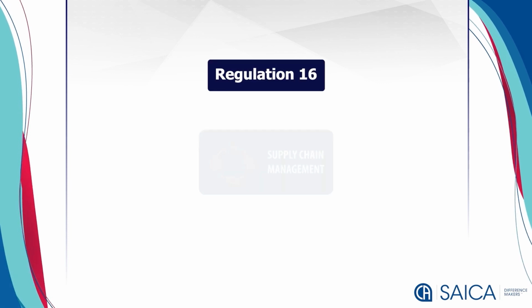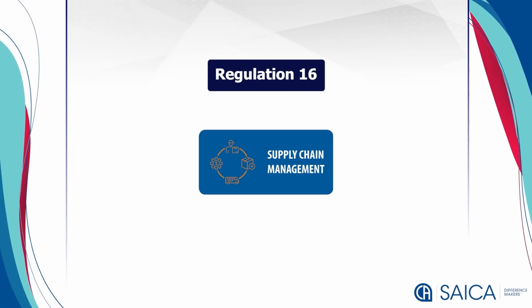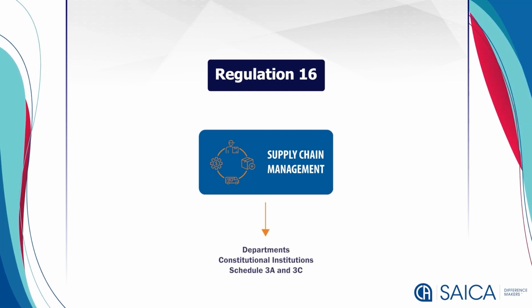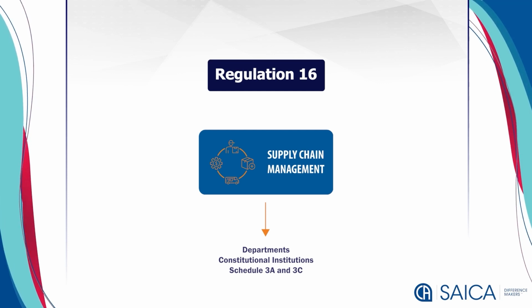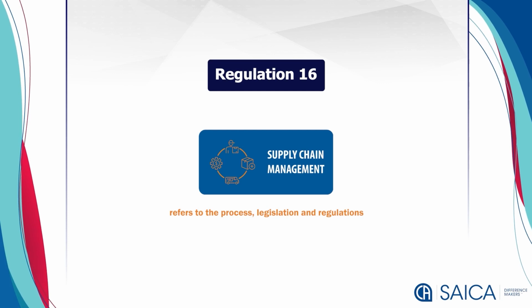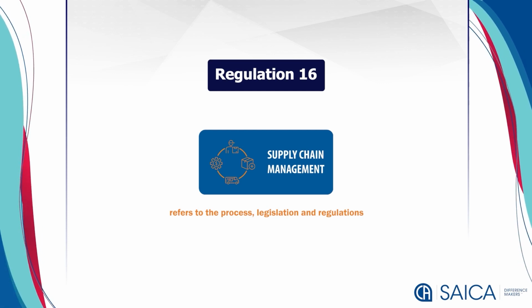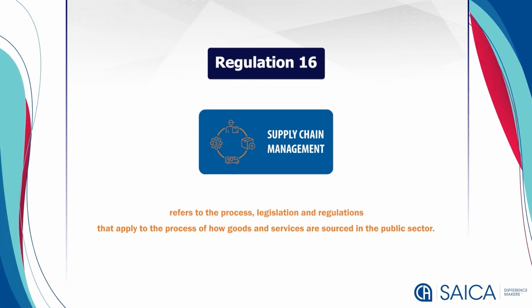Regulation 16A relates to supply chain management. Note that this regulation applies to departments, constitutional institutions, Schedule 3A and 3C public entities. Supply chain management refers to the process, legislation, and regulations that apply to the process of how goods and services are sourced in the public sector.